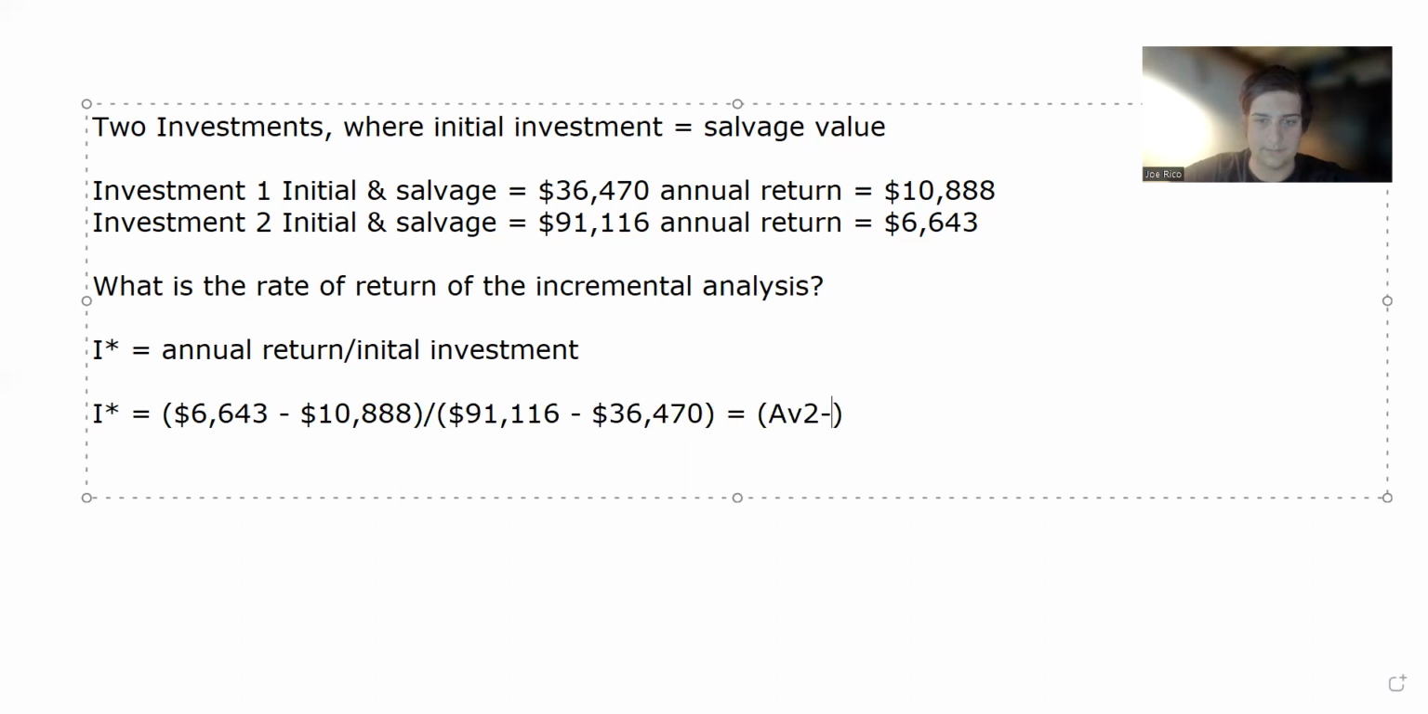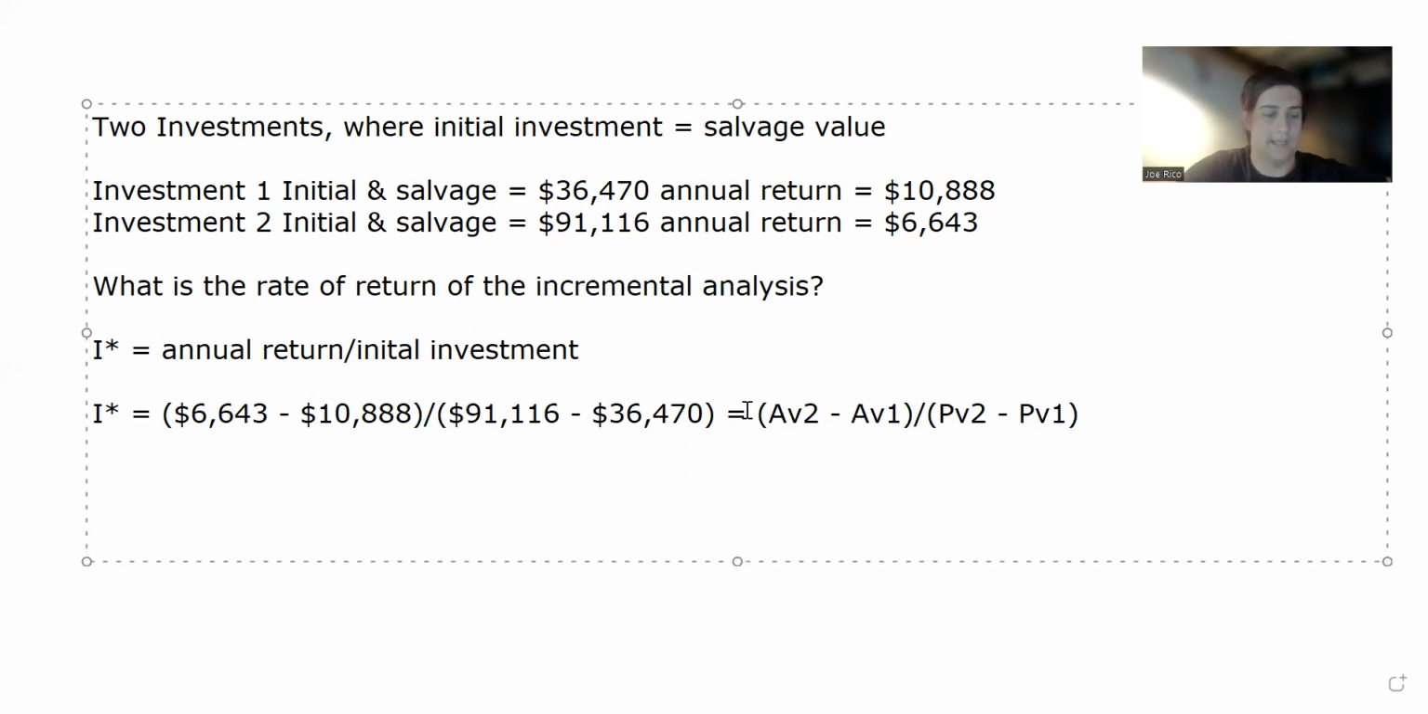So we're going to have our AV2 minus AV1 over PV2 minus PV1. That's what we're doing right here. So now let's go ahead and calculate this for our case right here in the problem. So I'm going to pull up my calculator and I go 6,643 minus 10,888. And right away, this is going to give us a negative number.